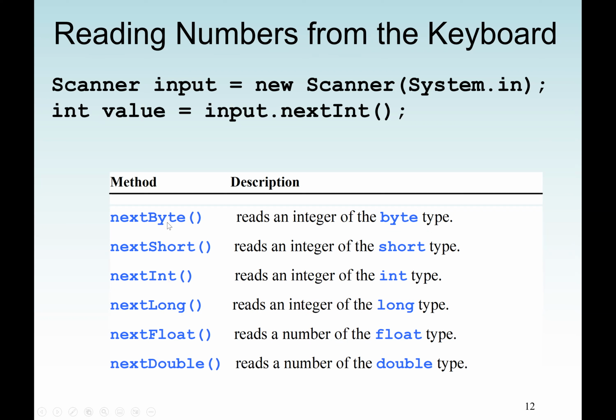If the data type is byte, we use nextByte. If the data type is short, we use nextShort. If the data type is float, we can use nextFloat. If the variable data type is double, we use nextDouble. Now here the value variable type is int, so we use the Scanner object input.nextInt. This will allow us to use the keyboard to get our input into a variable named value.